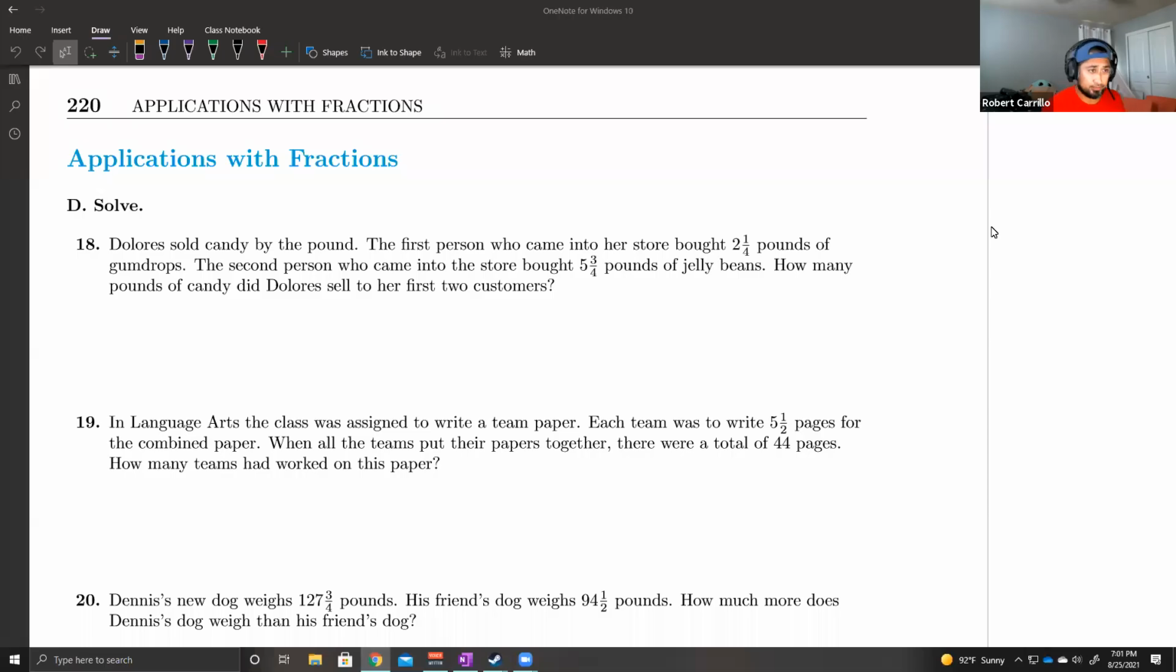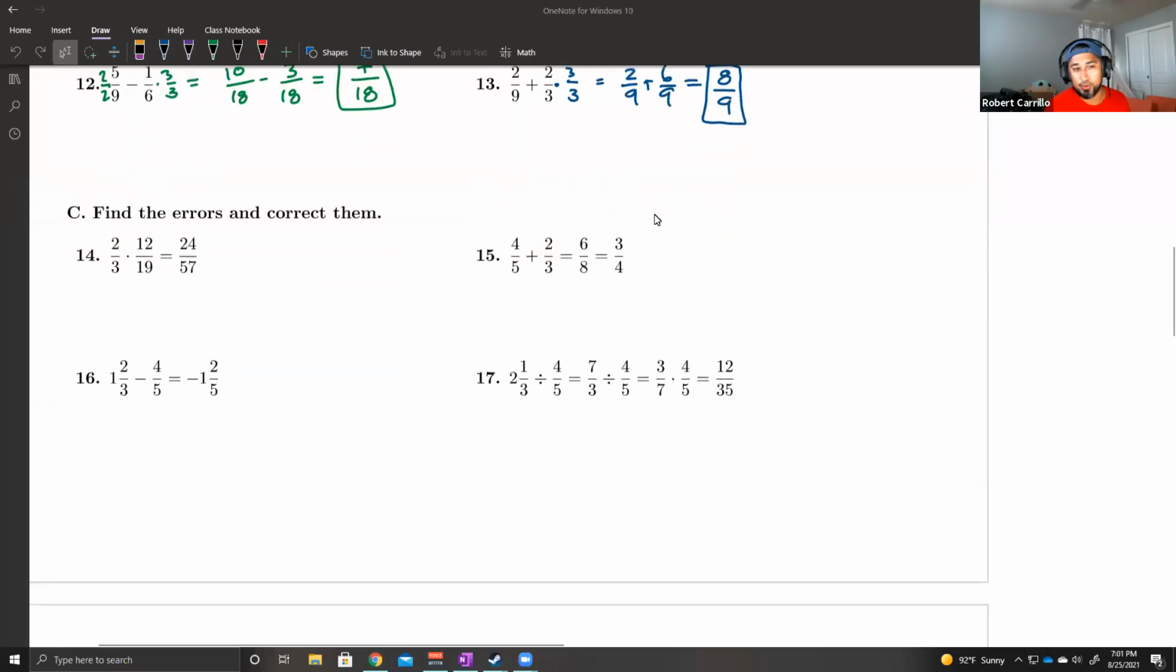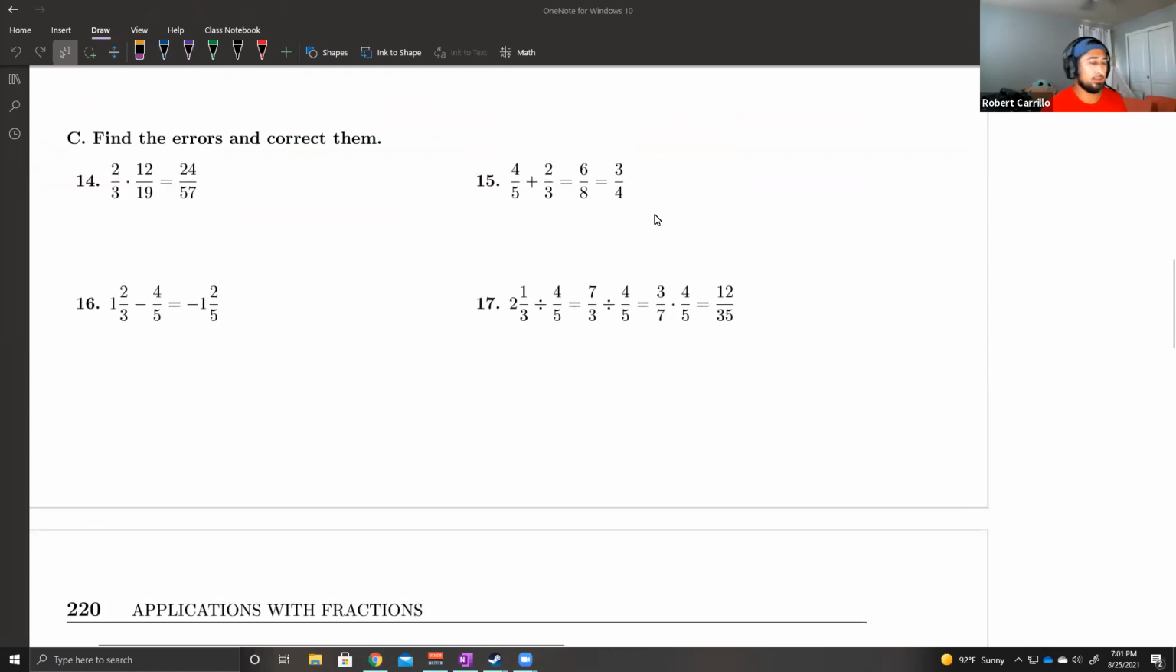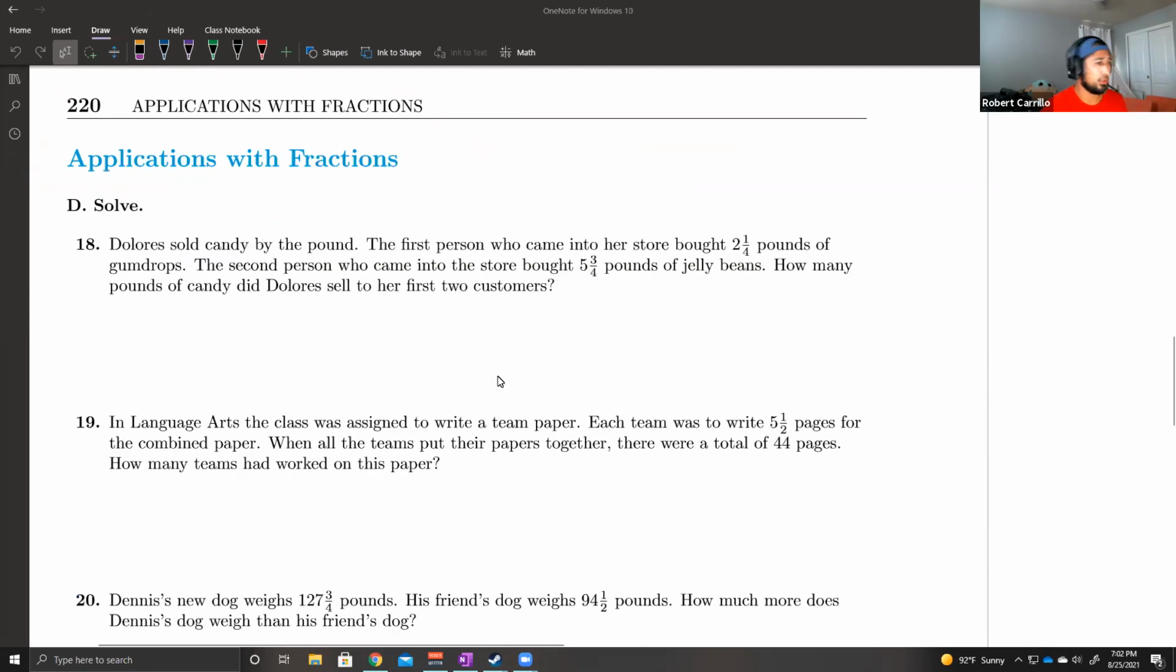All right, cool. I'm gonna skip those 4. They seem like they're mainly for the student, like find the errors and correct them, but we can come back to it if you guys really need me to. Okay, so we'll just jump ahead and get started with applications with fractions.